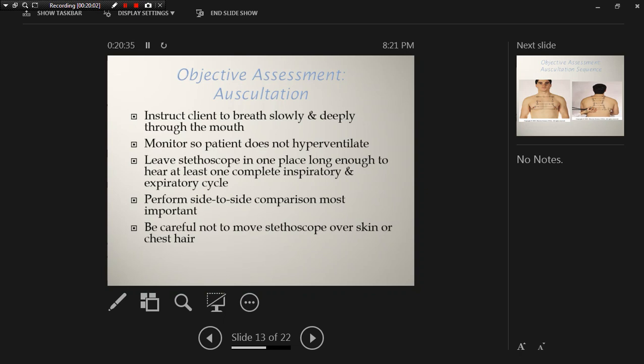You want to make sure that you leave the stethoscope in place long enough to hear the complete respiratory cycle: one inspiration followed by the expiration. Okay? You're not in a hurry. We talked about side-to-side comparison. And again, not over chest hair, not over the gown.